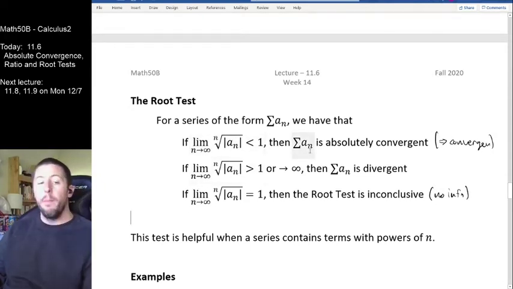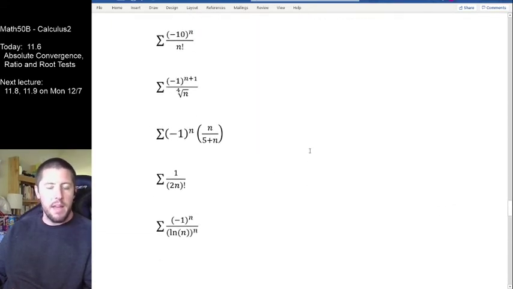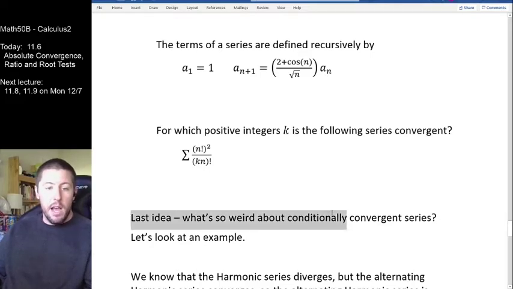So let's look at a whole bunch of examples associated with these. I've got a bunch of these here, and they will take a little more room. I think I've got about 7 examples for us to look at. And then we'll come back at the end and look at the question: what's so weird about conditionally convergent series? That'll be our last thing.